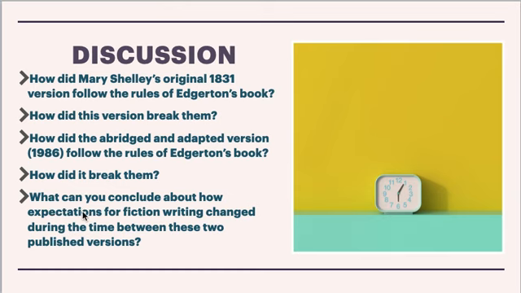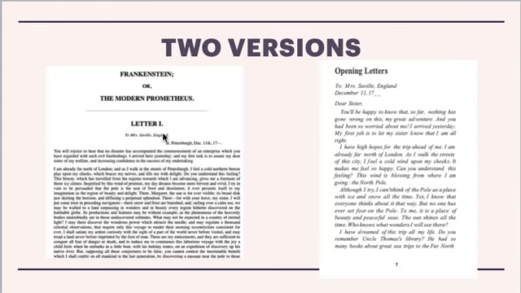Finally, we're looking at what can we conclude about how expectations for fiction writing changed during the time between these two published versions. Notice that we're looking at 1831 for the original, and we're looking at 1986 for the new abridged copy. So here are two clips, two screenshots of the very opening of both. So this is a little bit different than the original, but it's how we can look at it in HTML on Project Gutenberg's website. The reason it's available is that it's over 100 years old, and that makes it out of copyright for this sort of use. So it's available for public use, but not for making money off of.